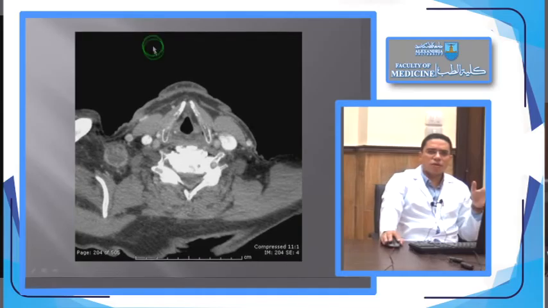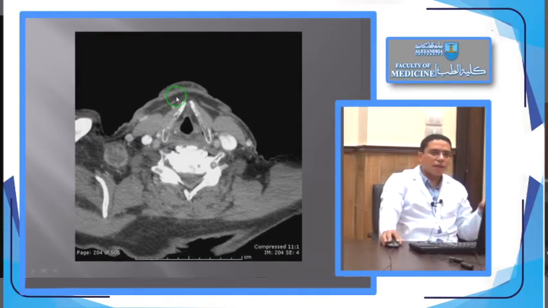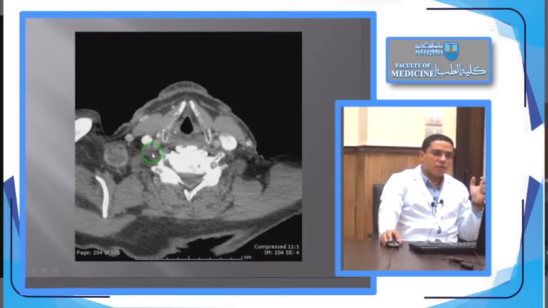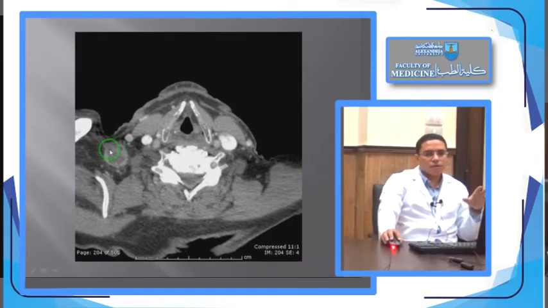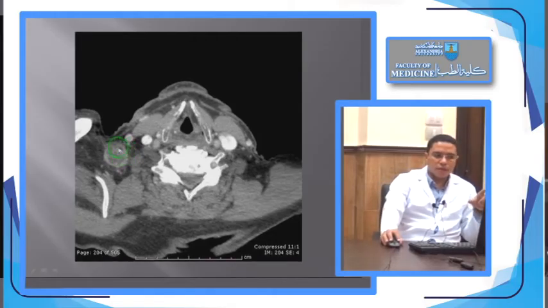We have a differential diagnosis of swelling in the posterior triangle of the neck. What are these differential diagnoses? The most common neck swelling is the cervical lymph nodes. So maybe this is a cervical lymphadenopathy, maybe cystic hygroma, maybe pharyngeal pouch, maybe hematocele, subclavian artery aneurysm. All these are differential diagnoses, but all of them don't have the same structure. The pharyngeal pouch and the hematocele have different structures or different appearance from this.